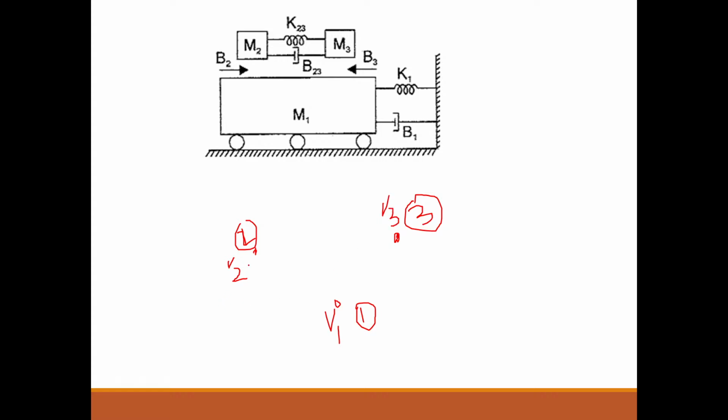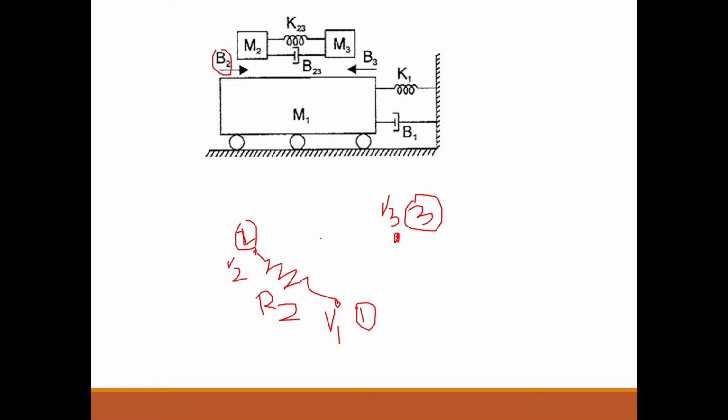Okay, now in between V1 and V2, what is there? In between M1 and M2, B2 is there. What is B2? B2 is 1 by R2. So only one element is there, whether it is R2 or 1 by R2, it doesn't matter. So connect a resistor in between node 2 and node 1. What is the resistance value? It is R2. Write R2 here.